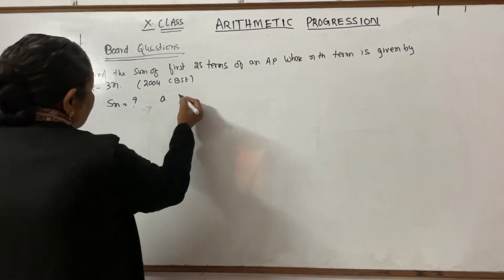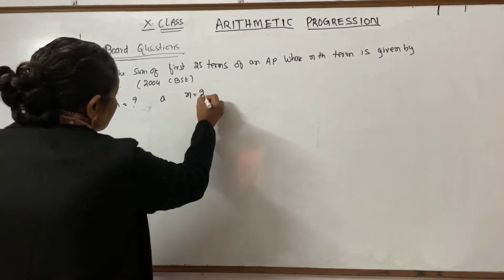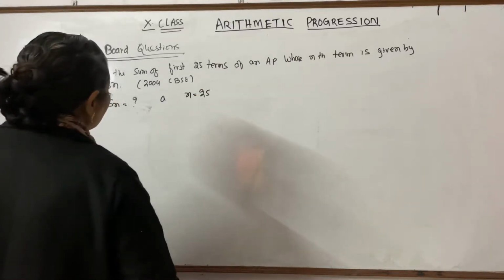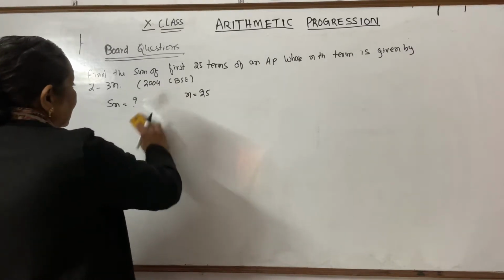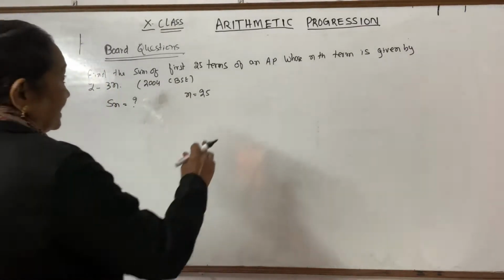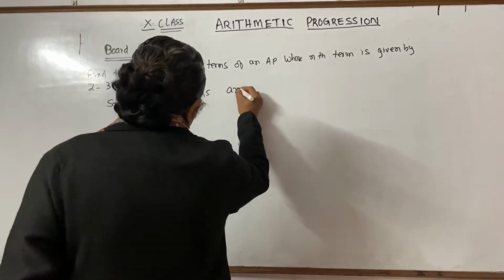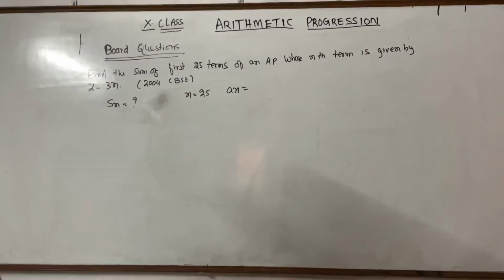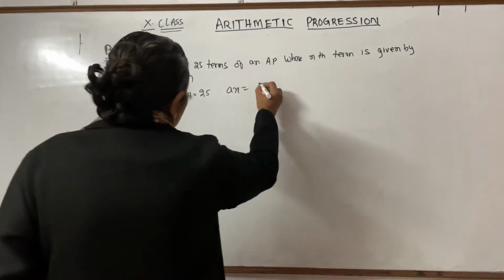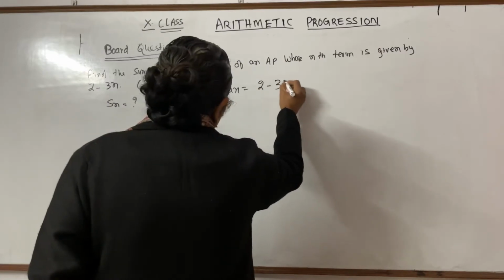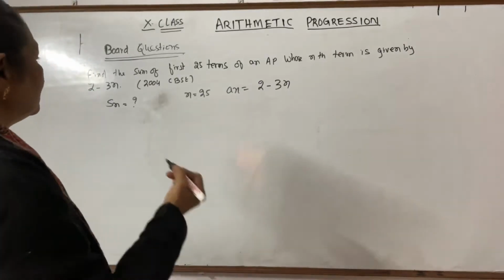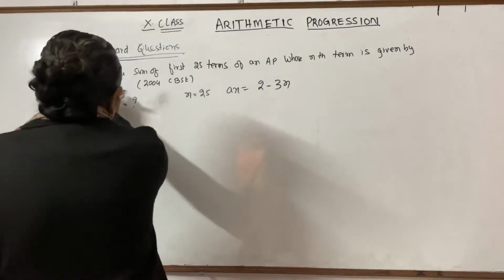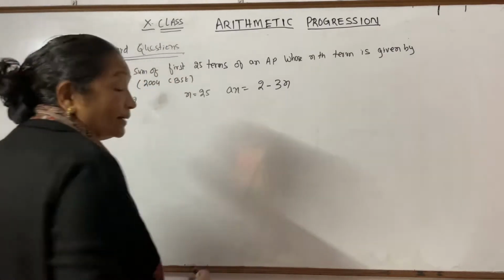A he has not given. N equals to 25 he says. For A1, A2 like that, but how many terms are there? There are 25 terms, he said. And whose nth term is what? Nth term is what? Instead of a number, what he gave? The general formula, I mean 2 minus 3n. कभी nth term is 72 या 65 या 32 समथिंग देते हैं, लेकिन संख्या के बदले में वो क्या दिया? 2 minus 3n दे दिया.